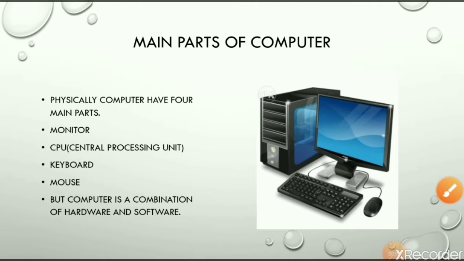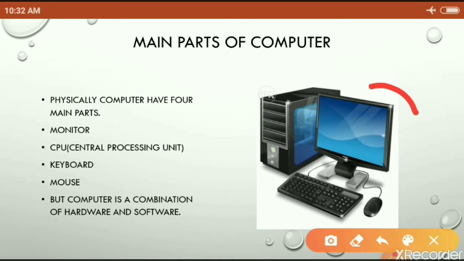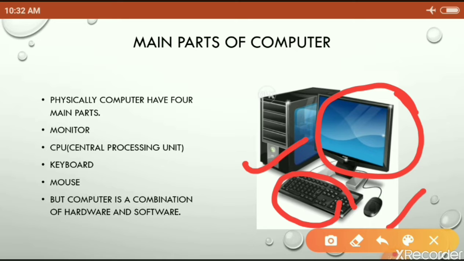After the definition of computer, now we are talking about the main parts of computer. Physically computer has 4 main parts. First one is monitor, CPU, keyboard and mouse. The 4 main parts are monitor, CPU, keyboard and mouse.